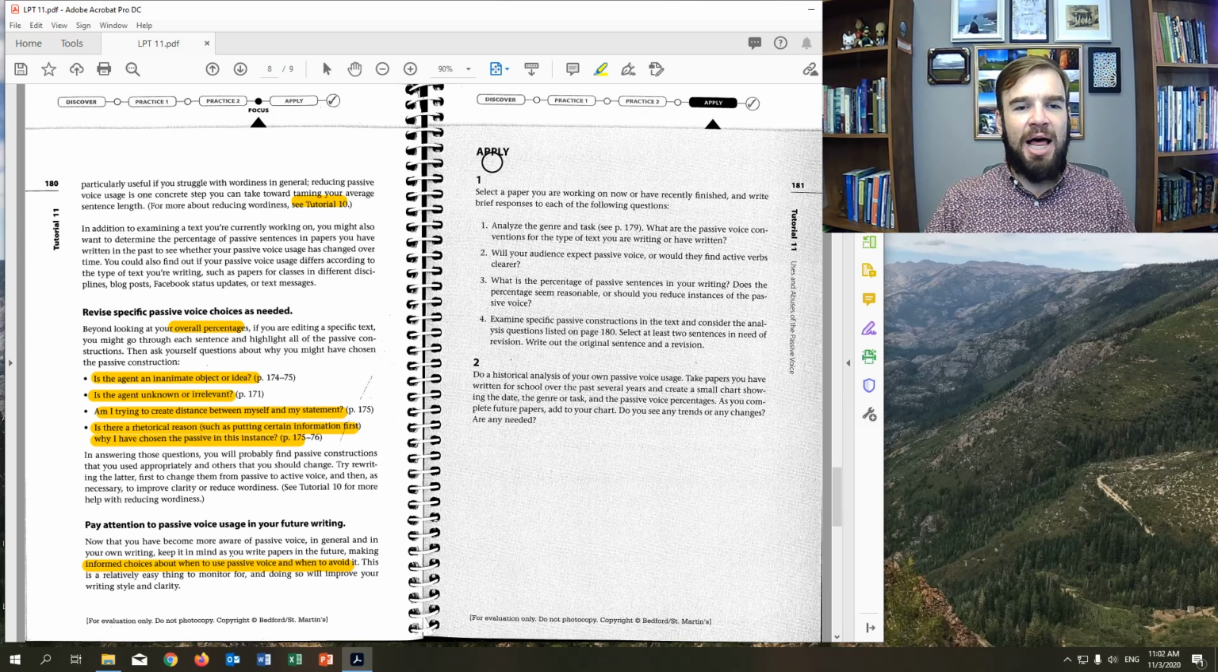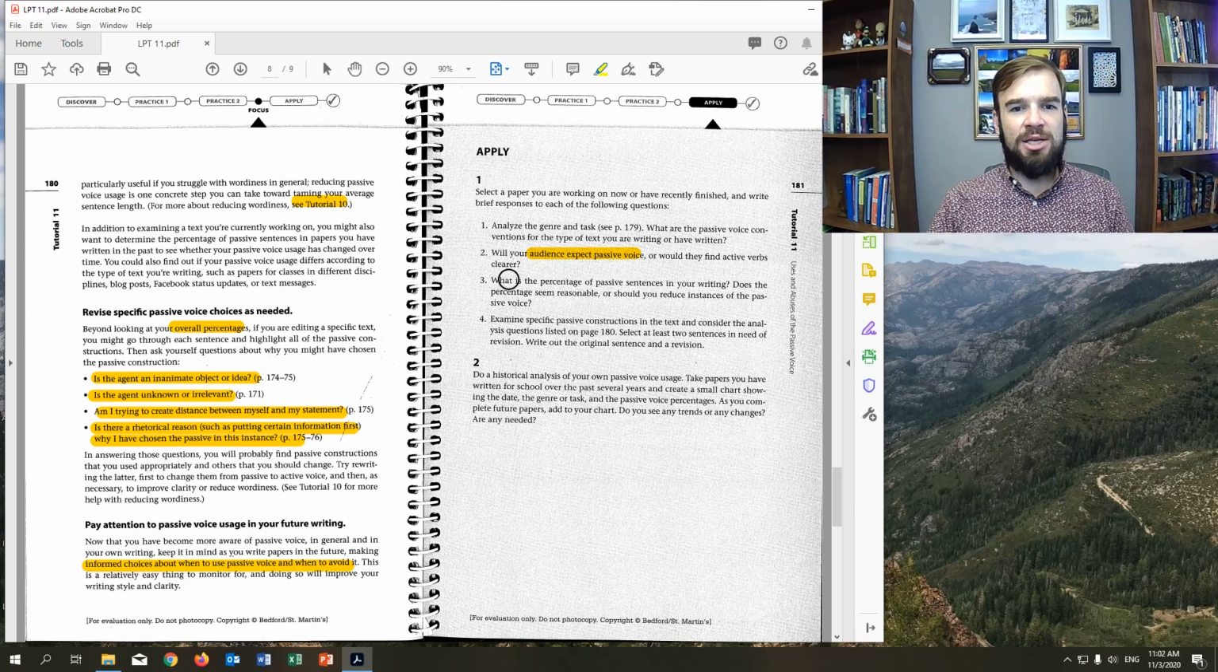And finally, we have the apply activity on page 181. So Professor Ferris encourages you to select a paper that you're working on now or have recently finished and write brief responses to each of the following questions. 1, analyze the genre and the task. What are the passive voice conventions for the type of text you're writing or have written? 2, will your audience expect passive voice or would they find active verbs clearer?